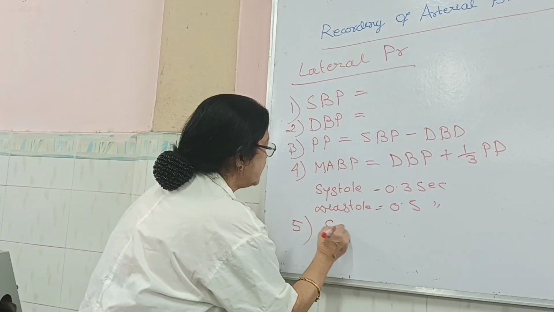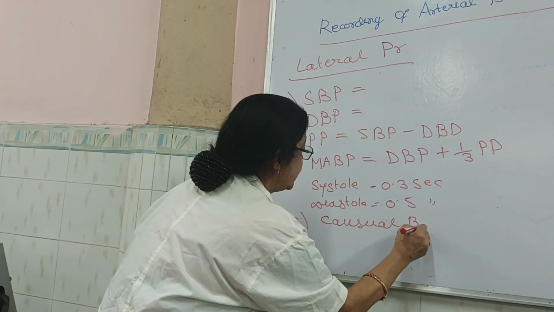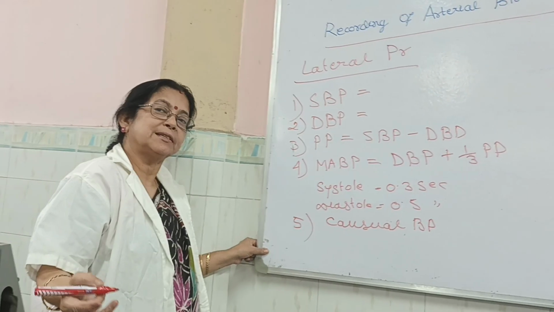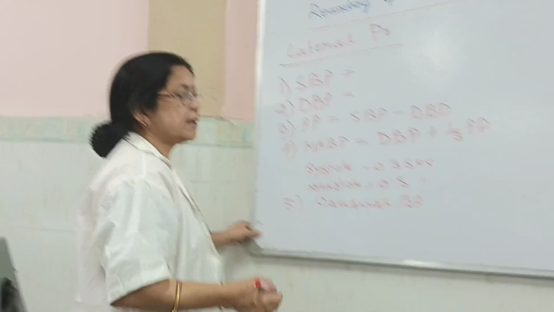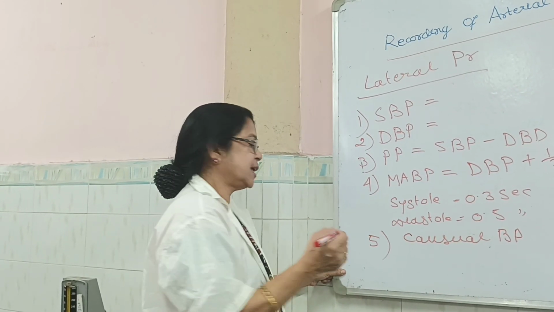Now, casual blood pressure. If we record the blood pressure, meaning lateral pressure, at any given instance of the subject, that is casual blood pressure.